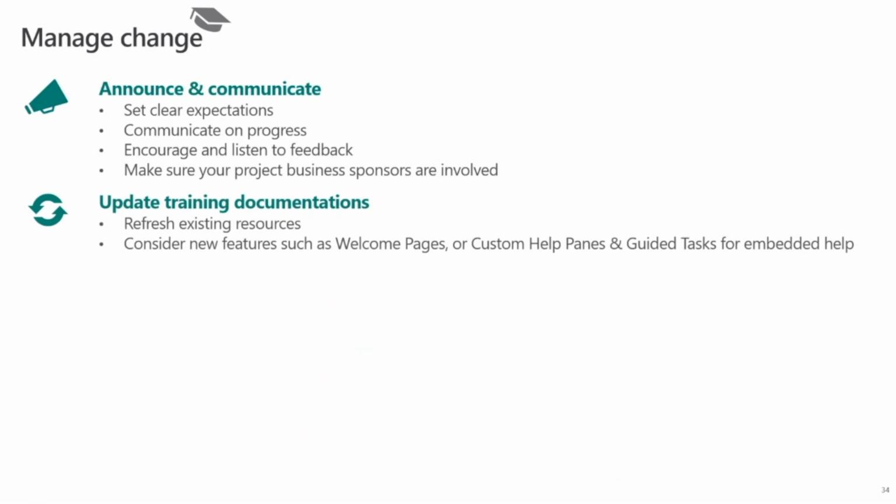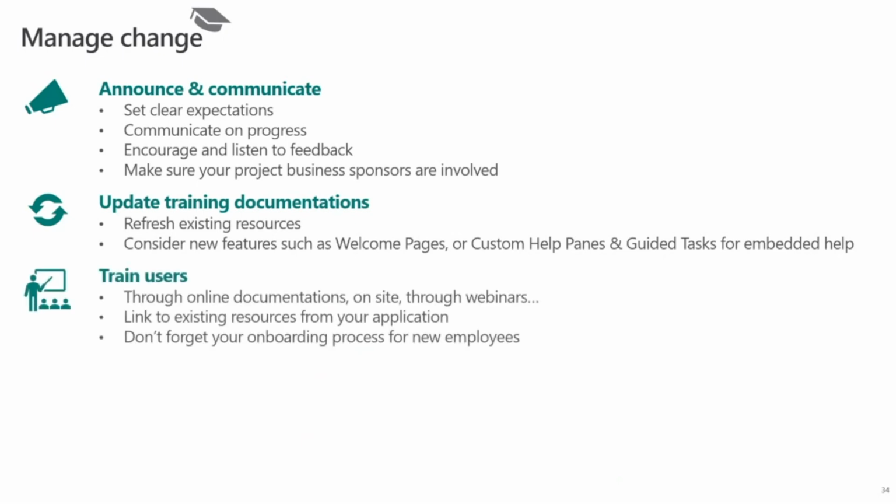Update training documentation that you may have. So refresh existing resources, but consider also new features such as welcome pages or custom help panes and guided tasks for embedded help. Train your users. This depends on what you do today: online documentation, on-site, webinars, etc. Link to existing resources directly from your application so that users don't have to wonder where the help is. And don't forget your onboarding process for new employees that may join after the trainings have taken place.